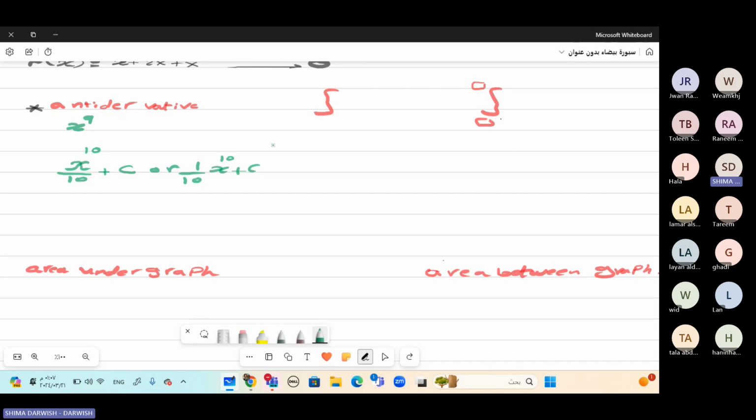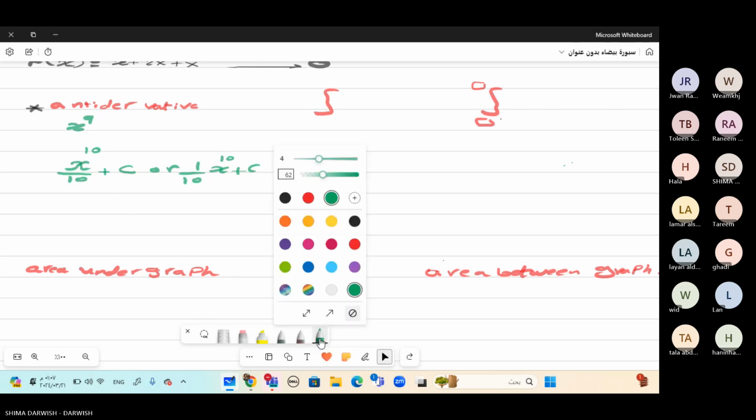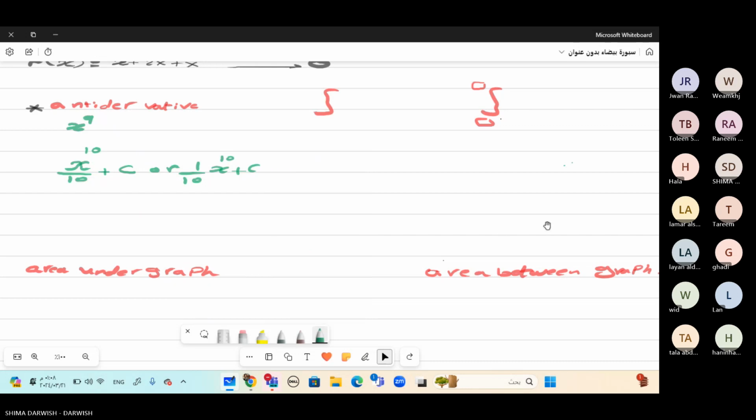Another exercise, if we ask you here, the integration for x to the power of 3 plus x plus 1 dx. What is the integration for this function?